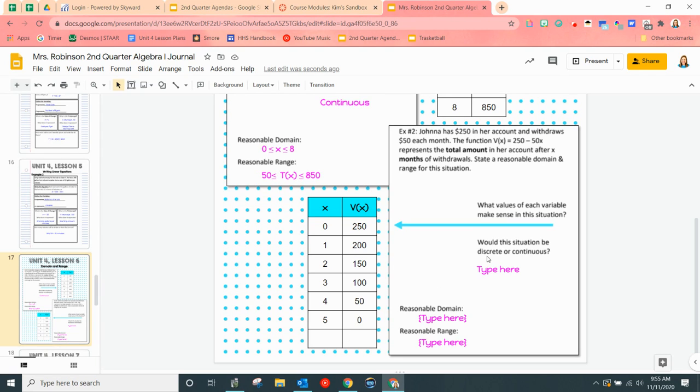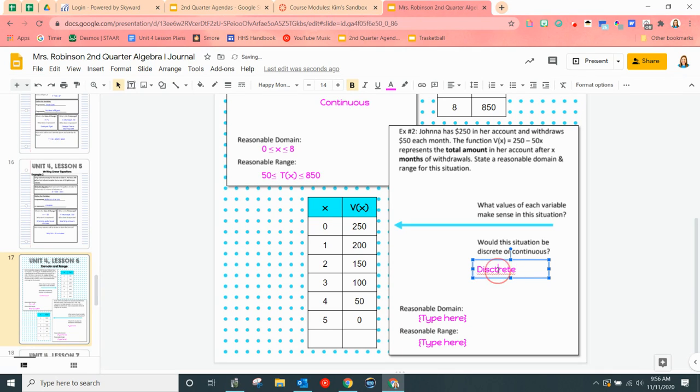Now let me ask you this. It says she's only withdrawing once a month. Each month, $50. That's all she's withdrawing. So is it possible for me to say that she did a withdrawal at 3.2 months? That doesn't really even make sense, does it? And it shouldn't, because she's only doing it once a month. So she can start at the beginning, and then we know we're going to have a withdrawal at month 1, 1 at month 2, 1 at month 3, 1 at month 4, and then at month 5, she's emptied her account and she's done.